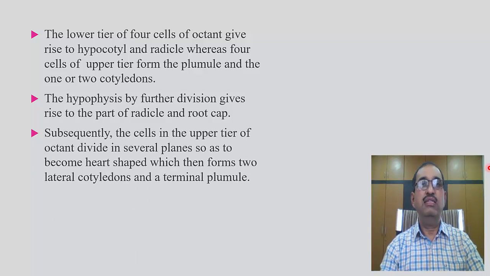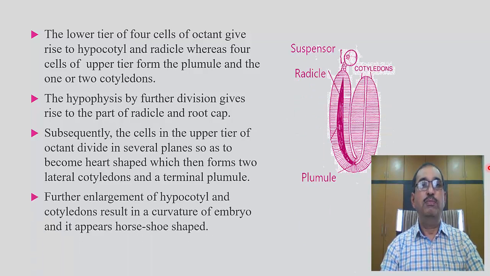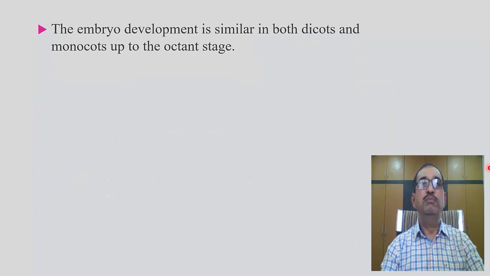Subsequently, the cells in the upper tier of the octant divide in several planes so as to become heart-shaped, which then forms two lateral cotyledons and a terminal plumule. Further enlargement of hypocotyl and cotyledons results in a curvature of the embryo and it appears horseshoe-shaped. The embryo development is similar in both dicots and monocots up to the octant stage.